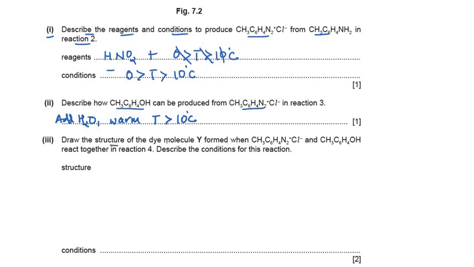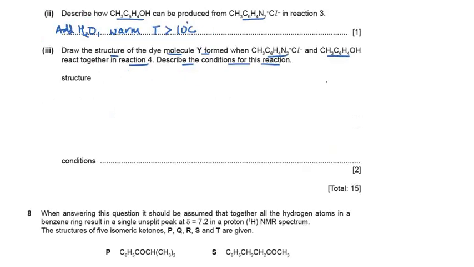Draw the structure of the dye molecule Y formed when this diazonium ion and the phenol group react together in reaction 4. Describe the conditions for this reaction. Now if we look at the top part of this question, we had a benzene ring with the methyl group, and then we had substituted a nitro group on the second position, if you remember, or you can always pause and go back and look at the structure. This was the structure we had made. From that we made the amine group. So here in place of nitro we substituted it with an amine group, and that changed to the diazonium ion.